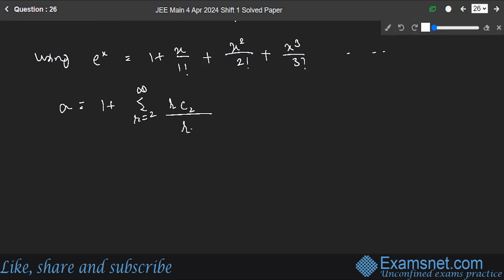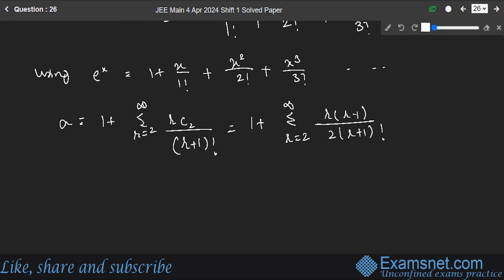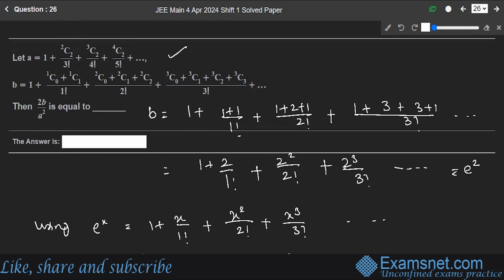rC2 divided by (r plus 1) factorial, which is equal to 1 plus summation r is equal to 2 to infinity r into (r minus 1), over 2 into (r plus 1) factorial. Look over here at A. A is equal to 1 plus this. I have written the general form for the numerator and the denominator.